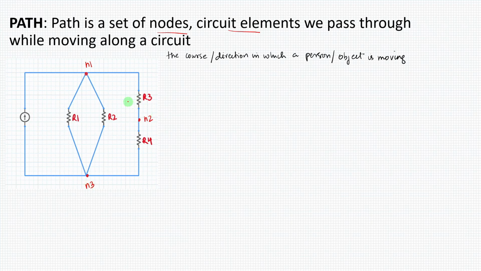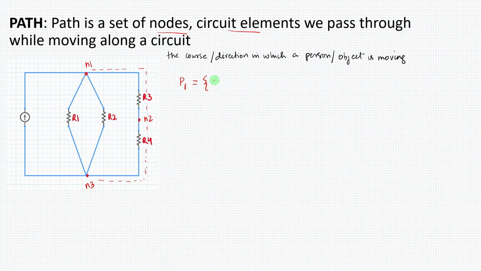Let me define one path here. Let me call that path 1, which is a set of nodes and circuit elements that we pass through while moving along a circuit. I'm going to take this path where I cross N1, R3, N2, R4 and N3. I'm going to take this particular path like this. I'll draw it in dotted lines just for this one, but if you continuously have the habit of doing dotted lines, your circuit diagram will get very cluttered.